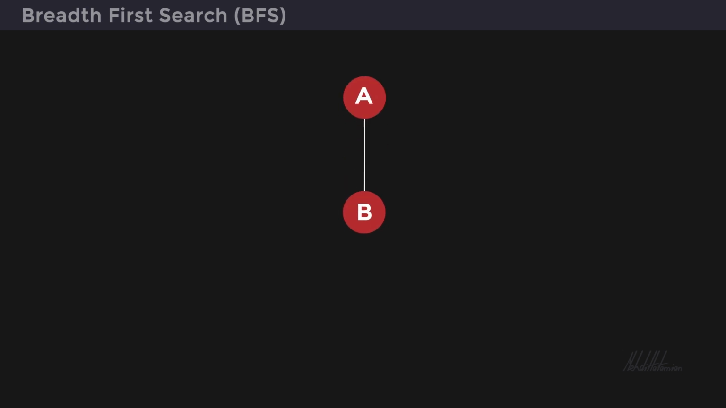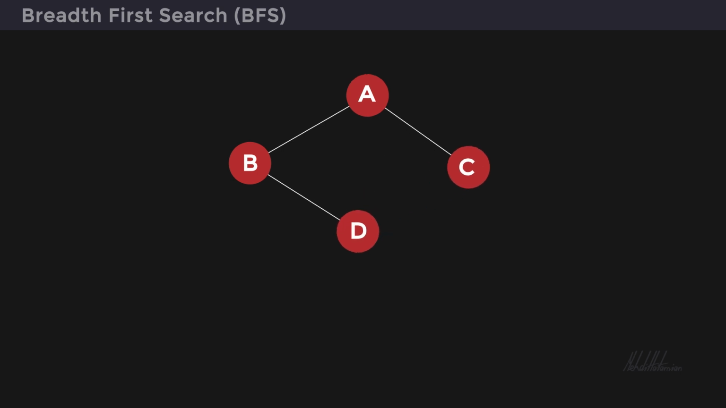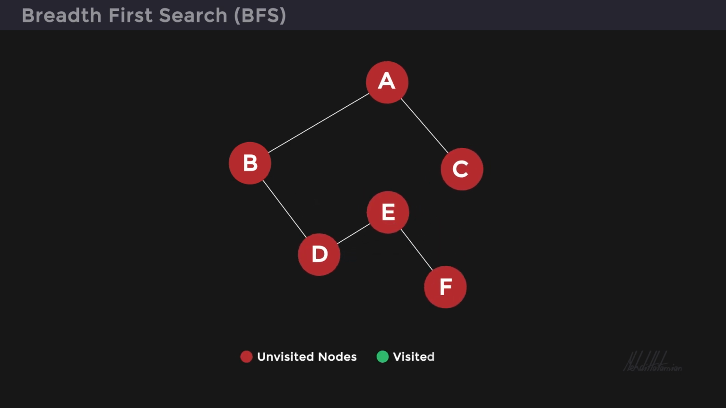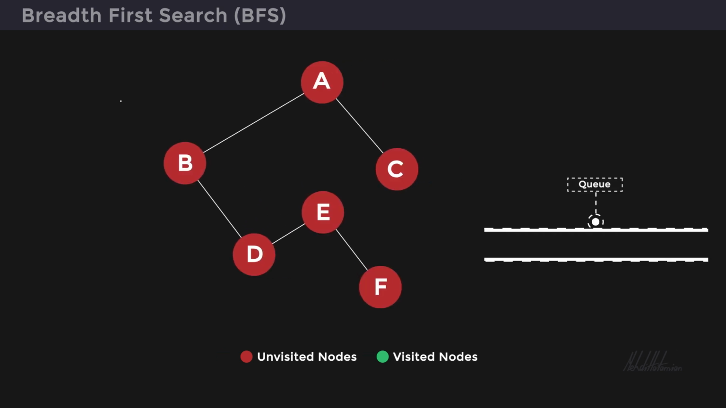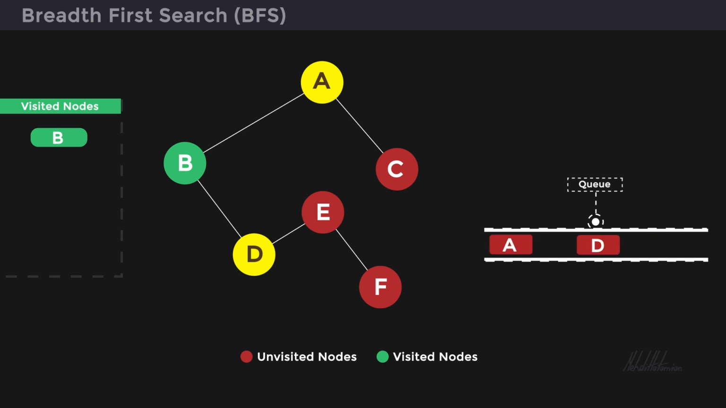The process is a little different because we use a queue instead of the stack used in the depth first search. Again, choose any node you like. It's completely up to you. I choose node B and add it to the visited list. Now add all its adjacent nodes to the queue. B's adjacent nodes are A and D. The order doesn't matter, so I insert A first and then D.